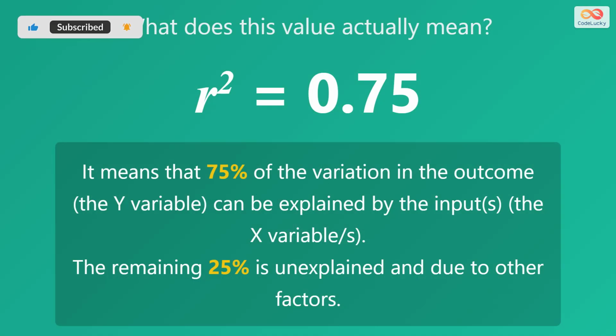So what if you get an R-squared of 0.75? This means that 75% of the variation in your outcome variable can be explained by the inputs of your model. The other 25% is still unexplained and is due to other factors not included in the model.